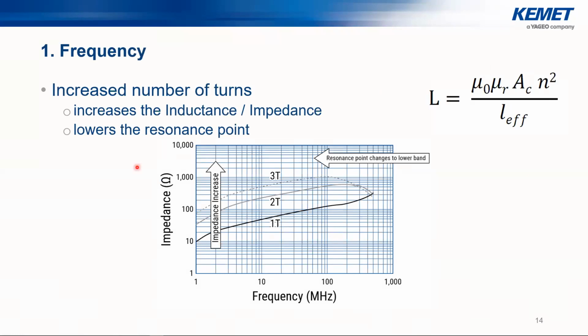But what happens also is that we move the resonant point to a lower frequency range. And this means, for sure, you can increase your number of turns, but this will also change your frequency behavior. So it's not so easy to just put hundreds of turns on an inductor just to have a higher inductance value. At the same time, you will change your frequency band, and this will lower the resonance point.